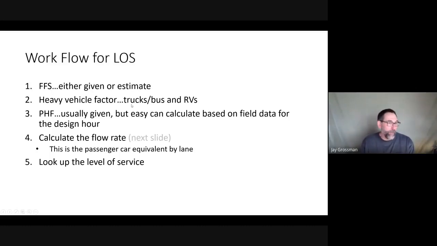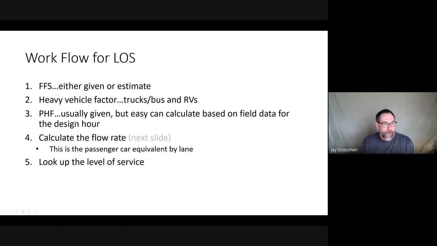Next up is what's your heavy vehicle factor. You'll be told what your percentage is and whether it's rolling or flat level ground, and from that you can calculate what your heavy vehicle factor is, right? So trucks and buses and RVs are taking up more than their share of space, in flow terms, than a passenger car would. So we're going to convert the number of heavy vehicles we got into an equivalent number of passenger cars, right? So they're equal to maybe 2 or 3 passenger cars, or some percentage of that.